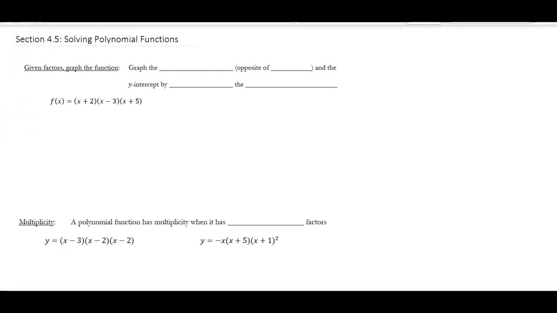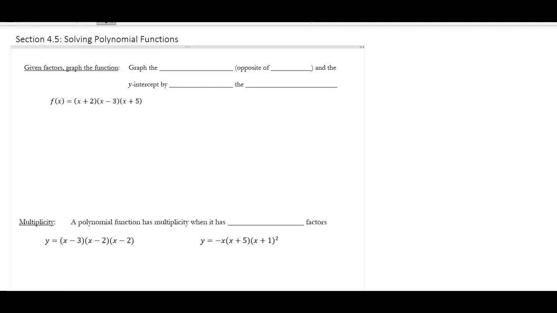Okay, so what we're doing today is section 4.5. I've actually combined a couple things from different sections, but I think this goes well together. So let's get a marker. All right. So given factors, we need to be able to graph a function.